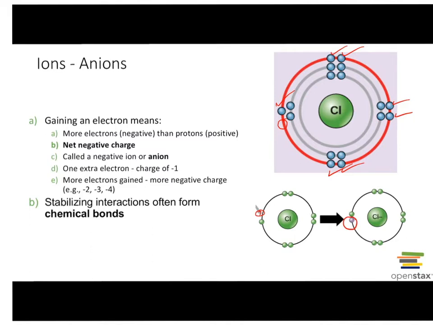So if it has gained an electron, now it has, instead of equal numbers of positive protons and negative electrons, it's gained an electron, it's got a negative charge. So in this case, chloride has a charge of -1, it gained 1 electron. But again, it may not be just 1 electron. Maybe it's gaining more than 1 electron. Maybe it's gaining 2 or 3. No matter how many electrons it gains, if it has an overall negative charge, it is called an anion. Anions are negatively charged ions.